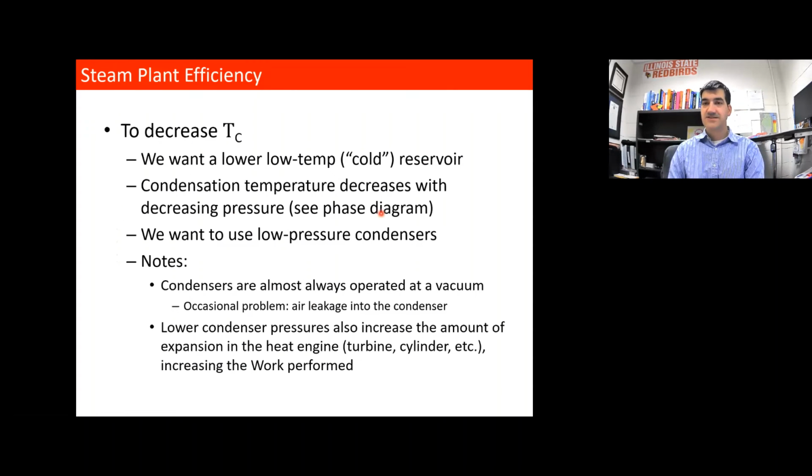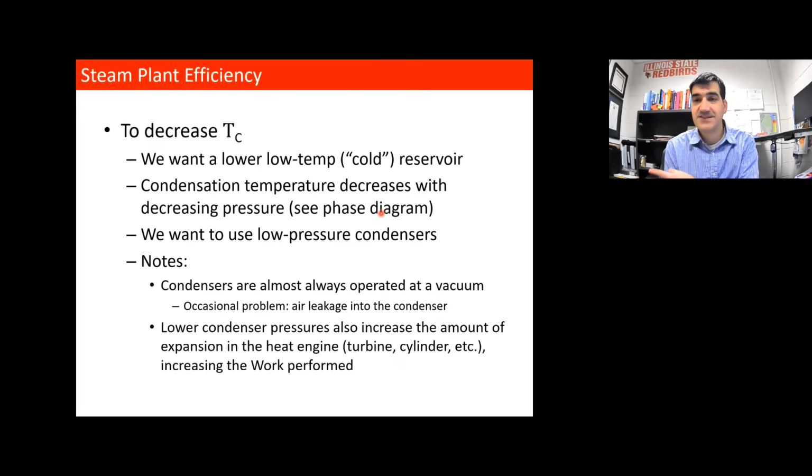All right, now let's take a look at T-cold. So we want to decrease T-cold. We want a lower, low temperature reservoir. How do we do that? Well, we have to change something in the condenser. The low temperature reservoir is the water that's going through the condenser to condense the steam. So we want to decrease that temperature. Why do we want to decrease that? Because that improves our efficiency.